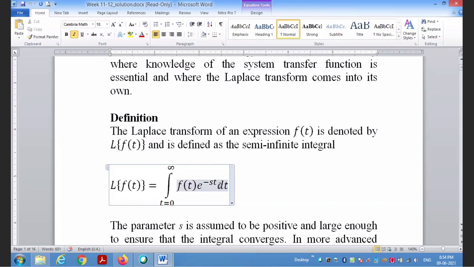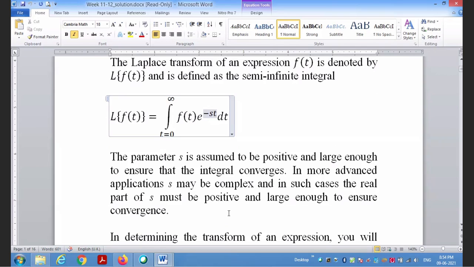t in this case is the independent variable. So what is s? s is positive and large enough to guarantee that this integral converges. Why is it so? Why s to be positive? Why not negative? Why s to be a large value? Why can't it be a small value? You have got to think about this.